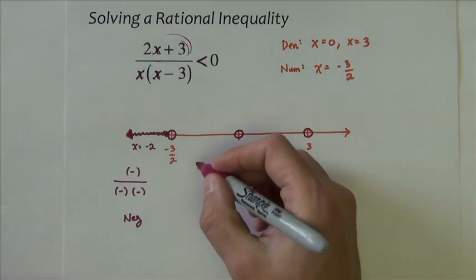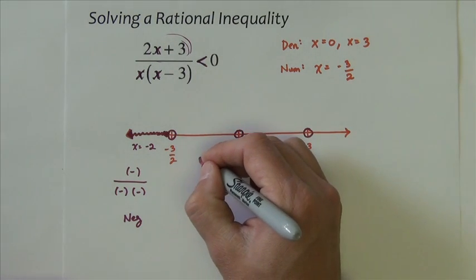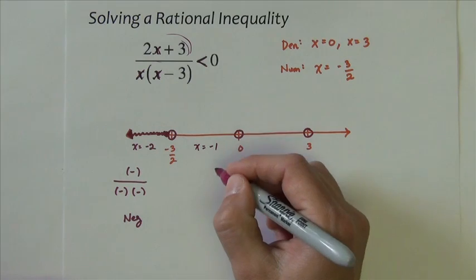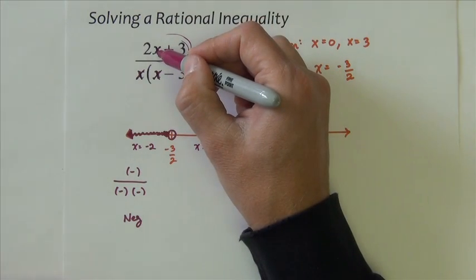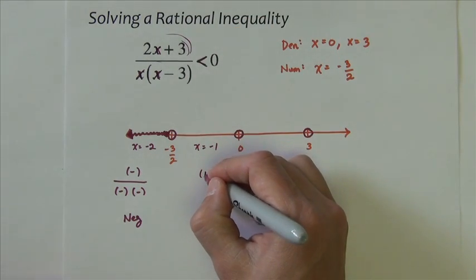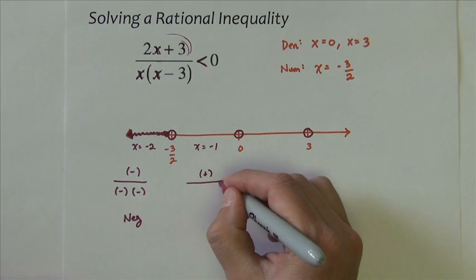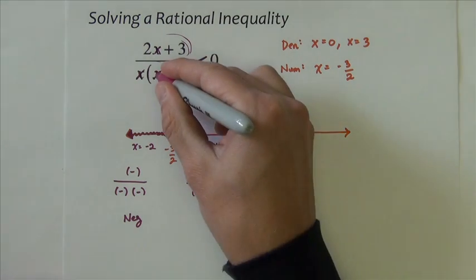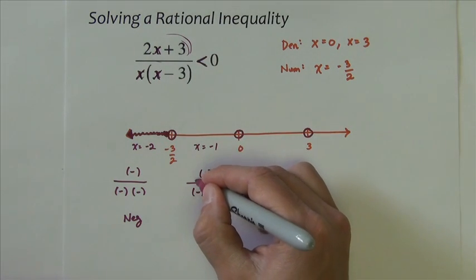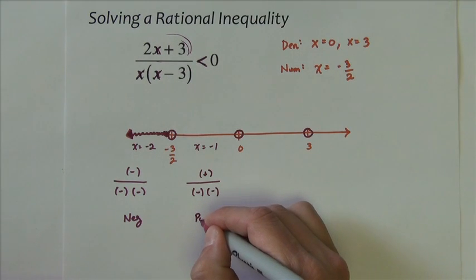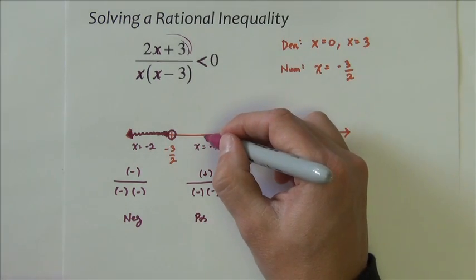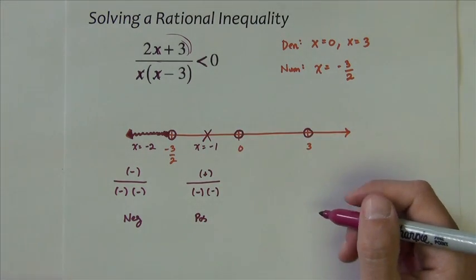Now I'm going to pick something between these two numbers, like negative 1. Negative 1 for the top x makes positive. Negative 1 on the bottom, and that first x makes negative. Negative 1 there makes negative. 2 negatives with a positive is positive. I want negative things, so we don't shade that part.